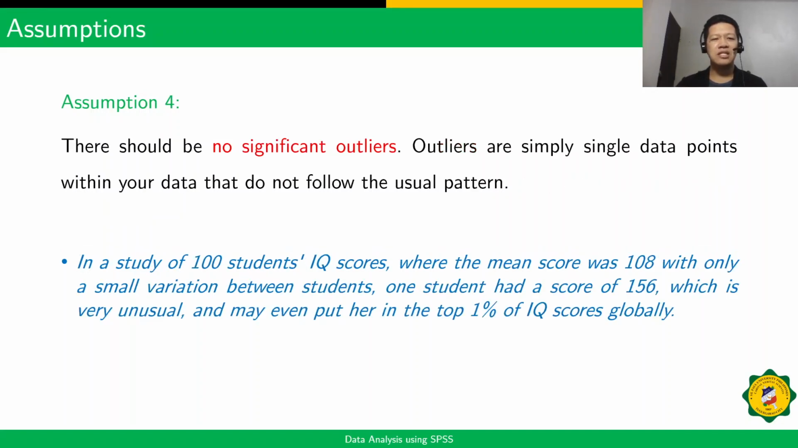The fourth assumption is there should be no significant outliers. Outliers are simply single data points within your data that do not follow the usual pattern. For example, in a study of 100 students' IQ scores, where the mean score was 108, with only a small variation between students, one student had a score of 156, which is very unusual, and may even put her in the top 1% of IQ scores globally. So that 156 is an example of an outlier.